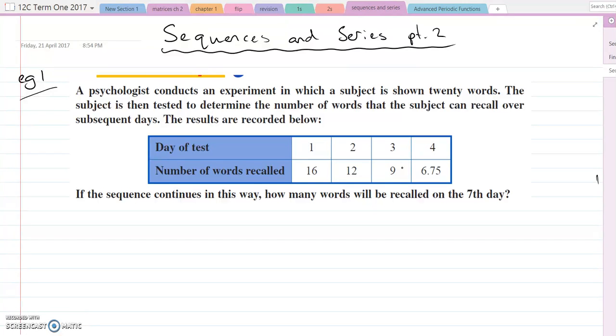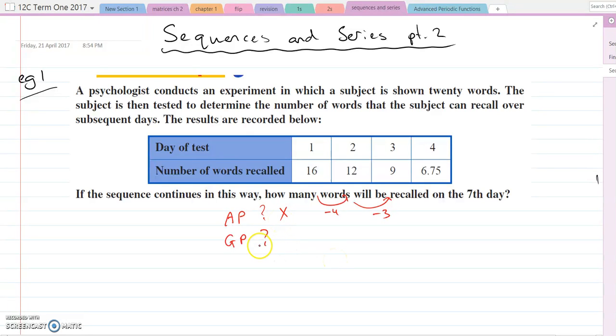So, you need to know, is it an AP or a GP? Is this arithmetic or is it a GP? If it's arithmetic, it has to be the same difference. So this is going down 4 and then down 3. It's going down 4 and down 3, so not an AP.